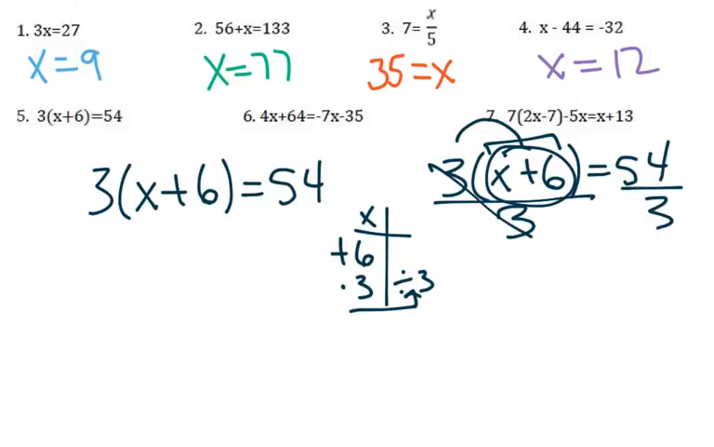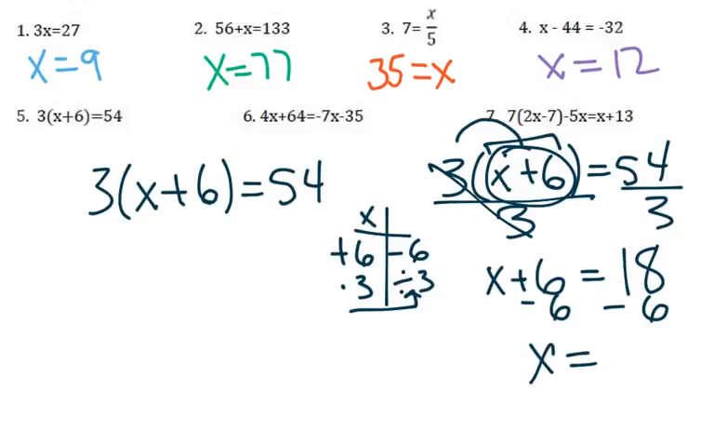Those 3s become 1, which is multiplying by 1 doesn't do anything. 54 divided by 3 is what? It goes into a 1, 18. Then the opposite of adding 6 would be subtracting 6. So I'd subtract 6. We'd get x equals 12. There's my answer. Okay, that's one way we could do it.